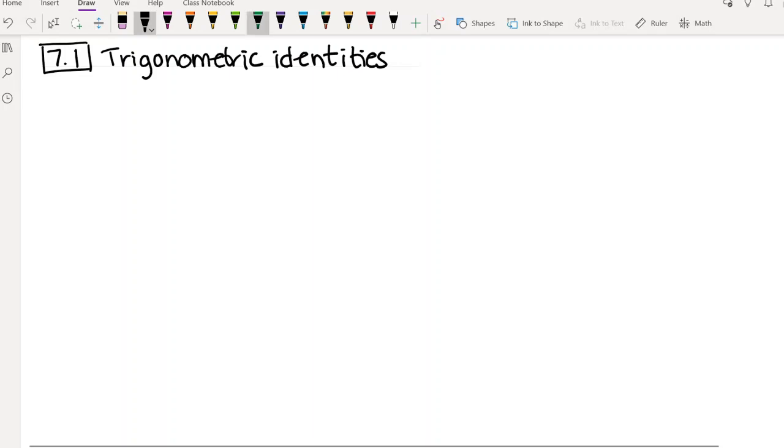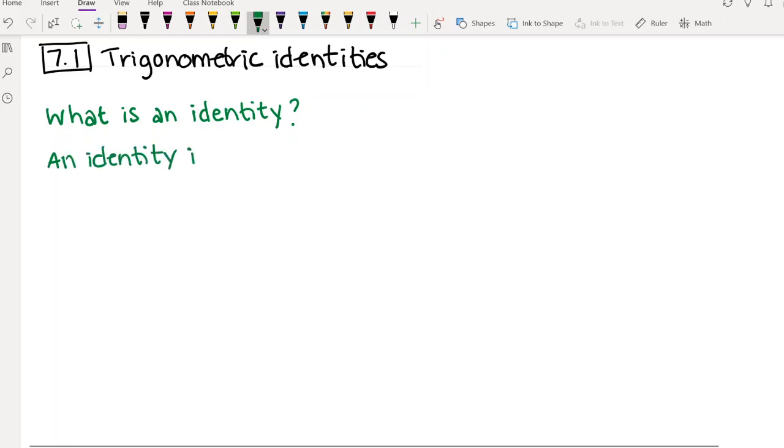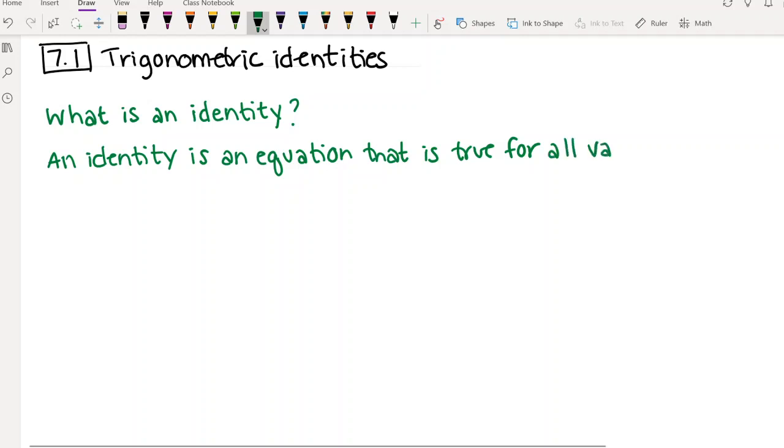So first thing I want to talk about, like I just said, is what does it mean when we say an identity? So what is an identity? It's a word you might have seen come up in a math class before. But this is probably the first time you'll really be working with identities a lot. So what is an identity? It's basically an equation. So an identity is an equation, but it's not an equation that you solve. And it's an equation that is true for all values of its variables. So it's basically like a true statement.